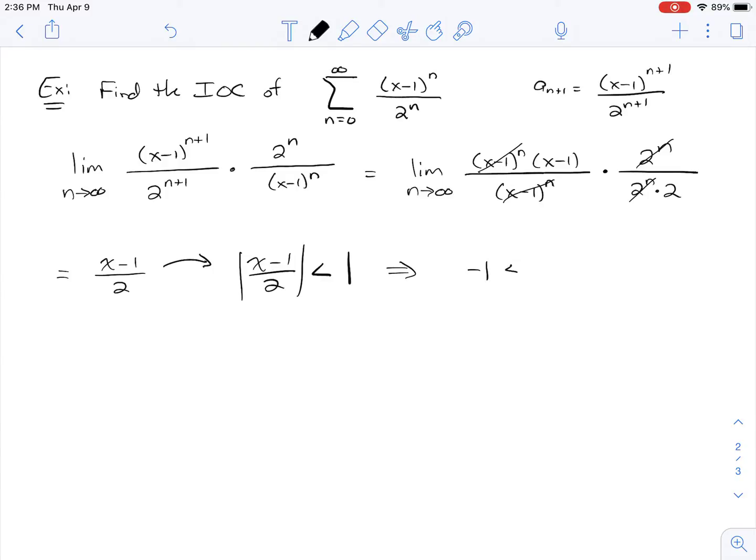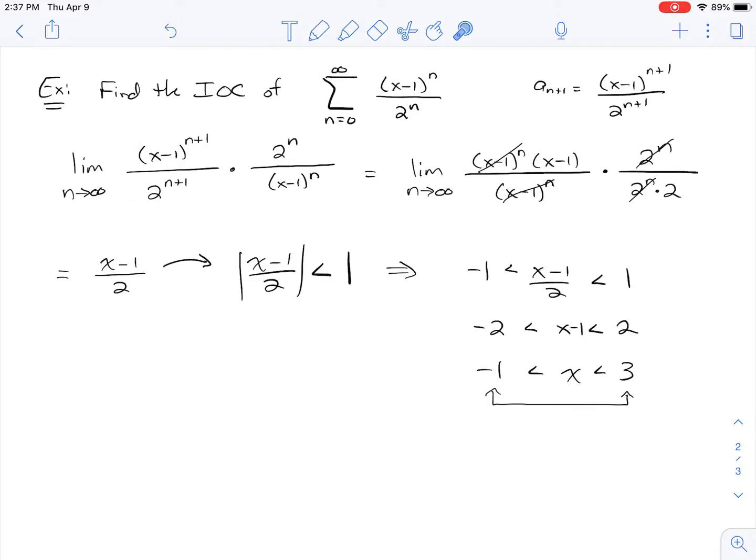That gives us the three-way inequality: negative 1 less than (x minus 1) over 2 less than 1. So to solve that, multiply all three sides by 2, and so you get negative 2 and positive 2 there, minus 1. And then add the 1 onto all three sides, and so you get negative 1 and 3. So these are the two numbers that are going to give us our interval of convergence, but we still have to check both of them.